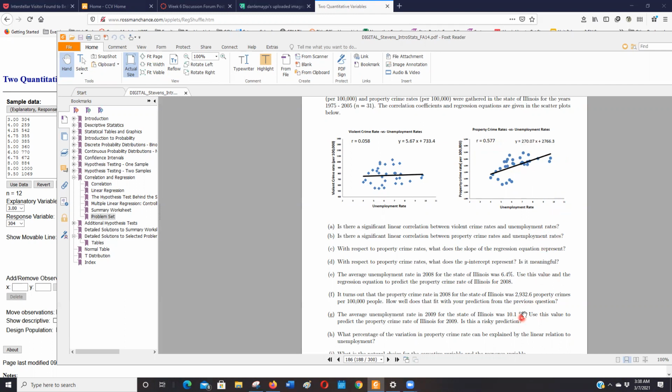And using this equation to make a prediction for 10.1% is risky because it is outside the data, but it's awfully close to the collected data. So you might be able to get away with it. Yes, it's extrapolation, but not as extreme as what I just did with that other question, getting the negative value. So, you know, it's a judgment call.